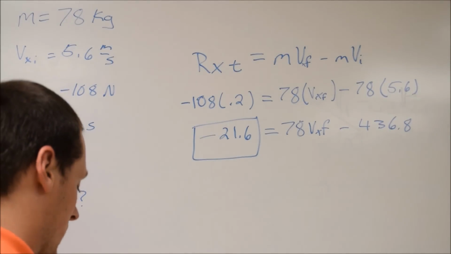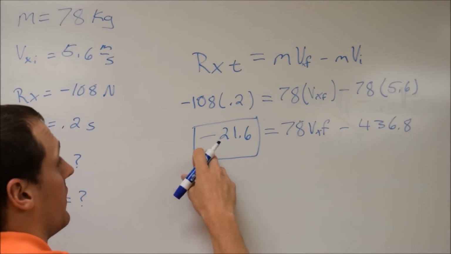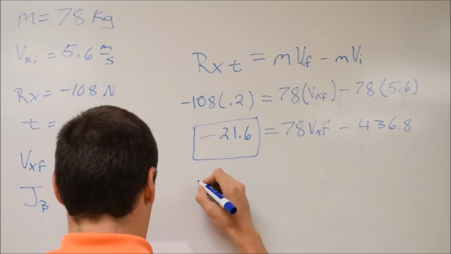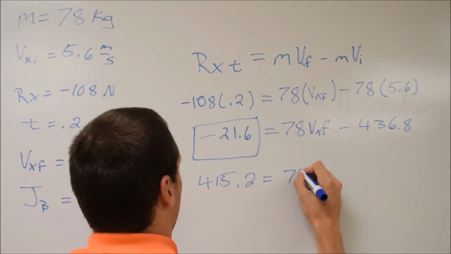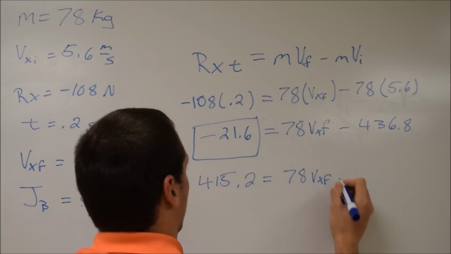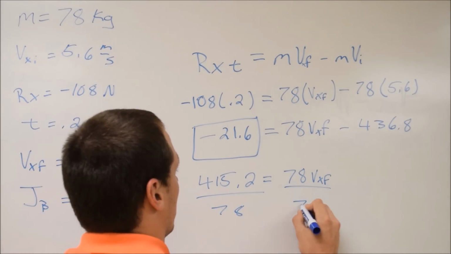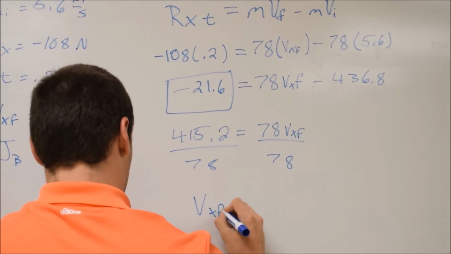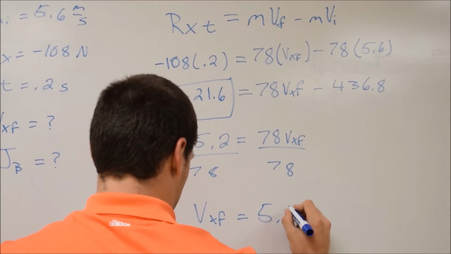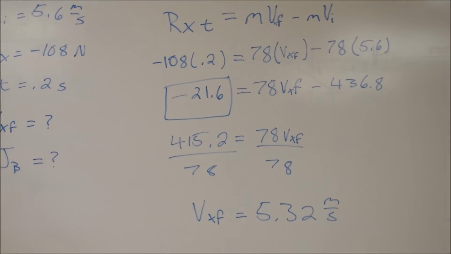So now what we need to do is go ahead and add 436.8 over on this side. And so when we do that, we get 415.2 is equal to 78 times Vxf. And then in order to do this, just divide both sides by 78. And then we get our Vxf, which is equal to 5.32 meters per second. Now, that solves the initial problem of our velocity.